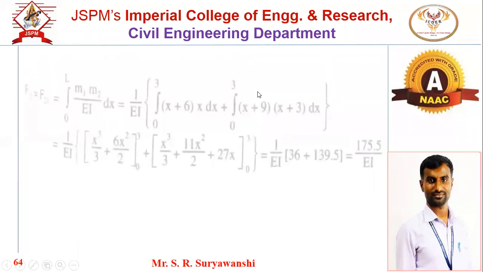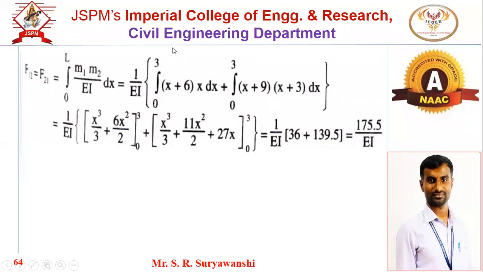Next, F12. So for F12, or we can say F21, it is m1 into m2. m1 into m2, m1 into m2. So first m2 is 0 for the BC zone, so that's why it is neglected. Simplify, you will get the answer.